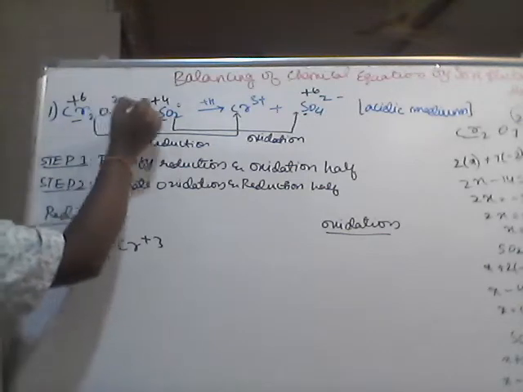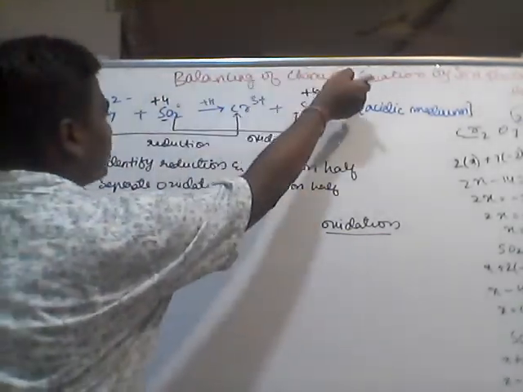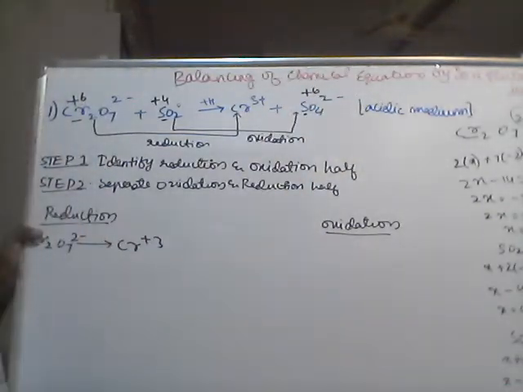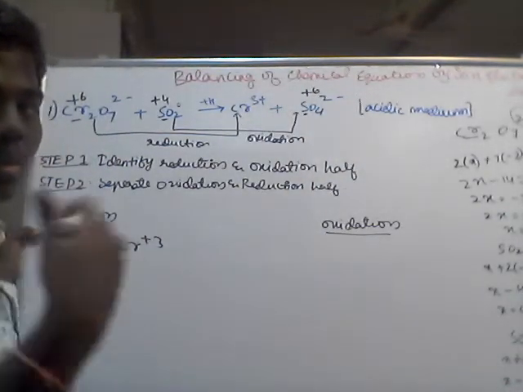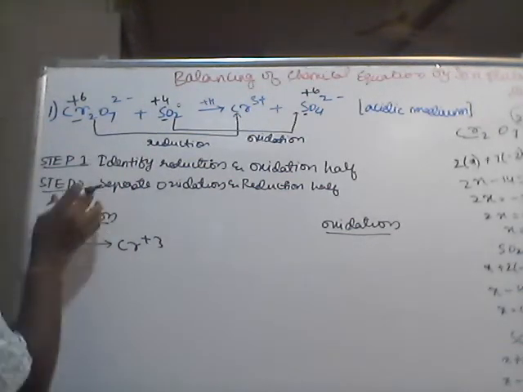Only we require the total charge. Total charge 0. Total charge plus 3. Total charge minus 2. That is given in the question, so we cannot ignore that part. Now coming to this. Here, chromium first, the second step.